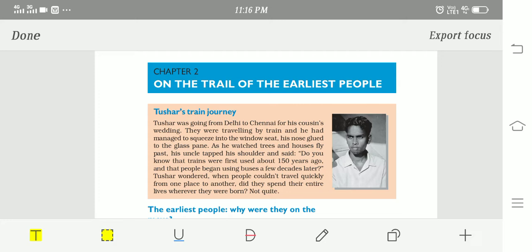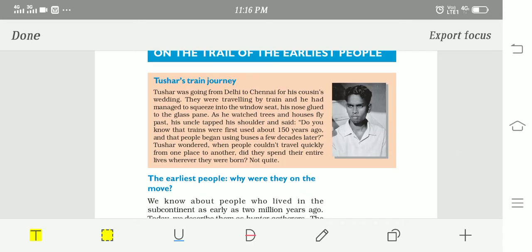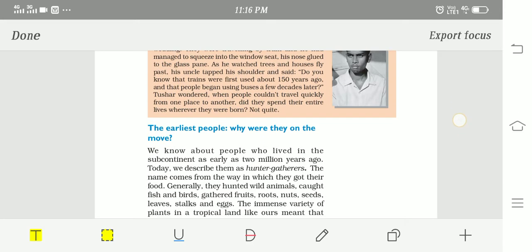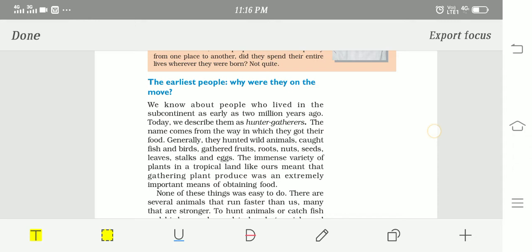Now let's begin with the main chapter. Alright, you can see the first para, which is about the earliest people: why they were on the move, why people used to move.